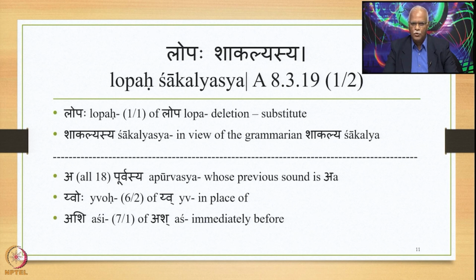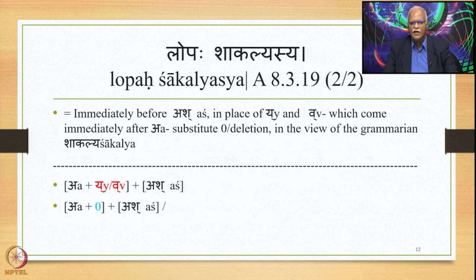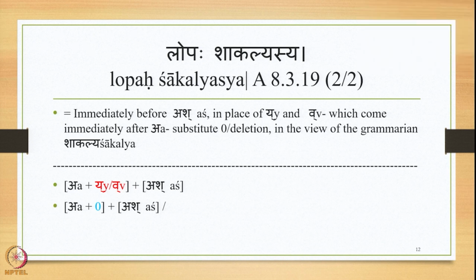Words continued are apurvasya, whose previous sound is a, jvoho 6/2 of jva, in place of ya and va, and ashi 7/1 of ash, thereby meaning immediately before ash. So now here we have ya and va stated as the substituents, lopa or the deletion or the zero substitute stated as the substitute, in the environment of a preceding and ash following. This is in view of Shakalya and therefore the option. So the sutra means immediately before ash, in place of ya and va, which come immediately after a, substitute zero or deletion in the view of the grammarian Shakalya.